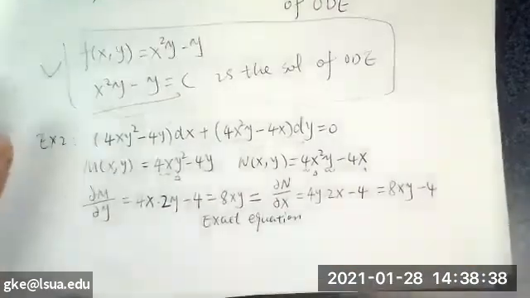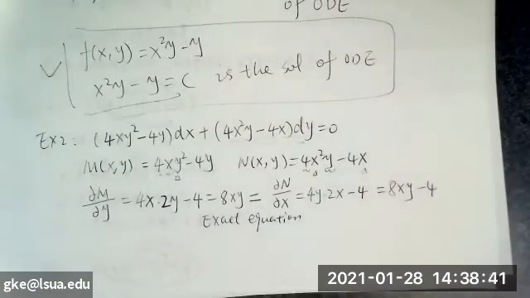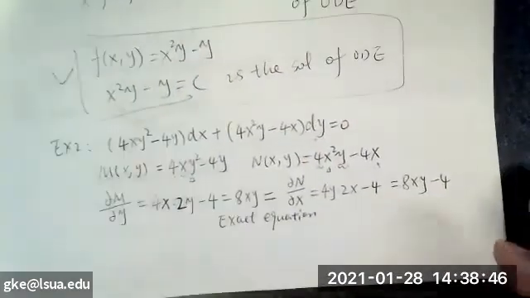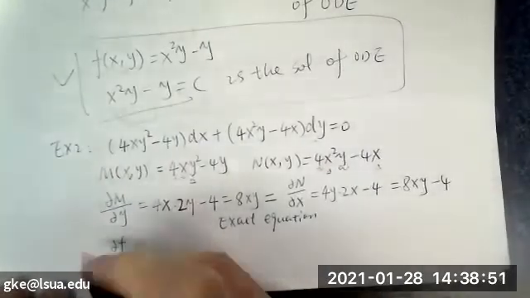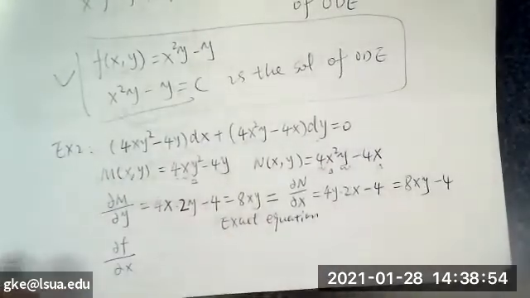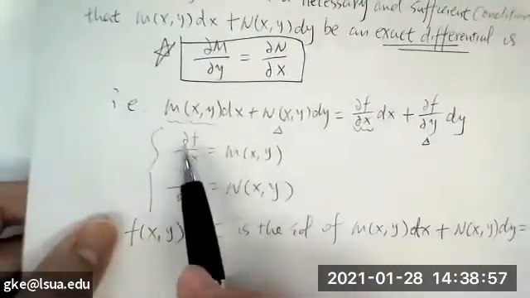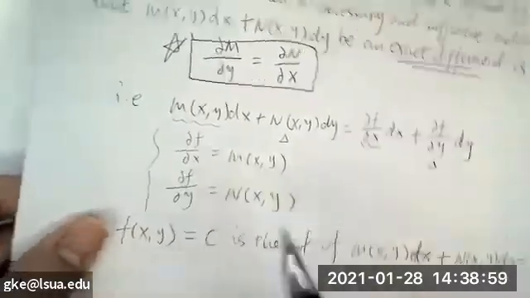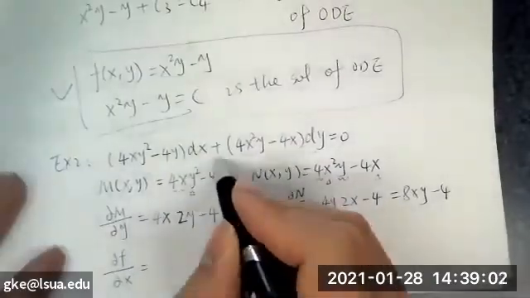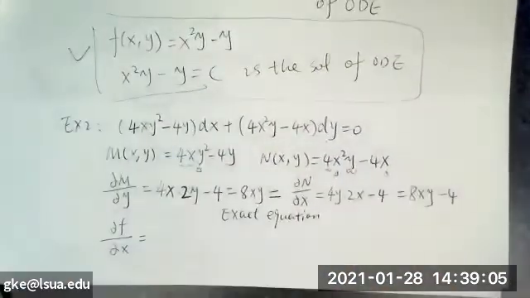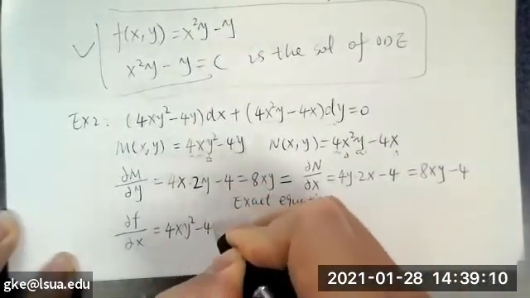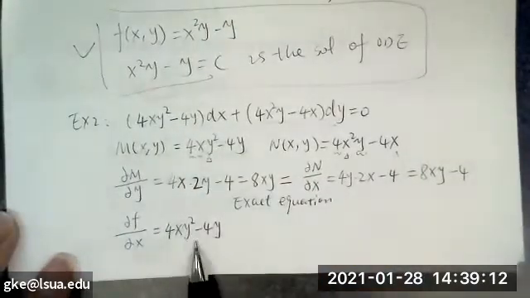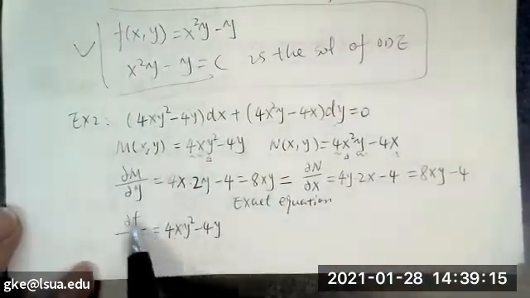Since it is an exact equation, then we can use the condition on partial f. The first condition is partial f over partial x equals M(x,y). M(x,y) is here.